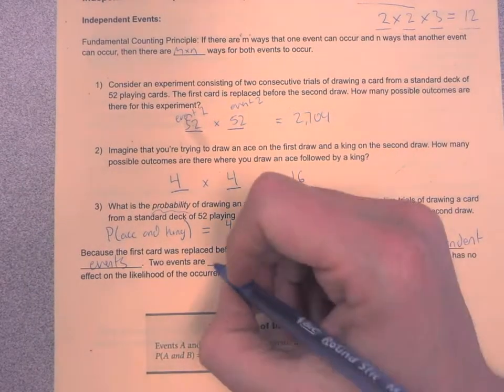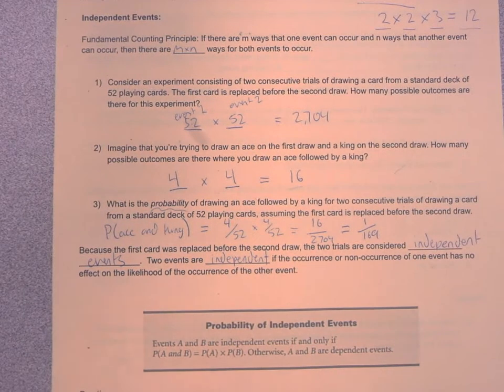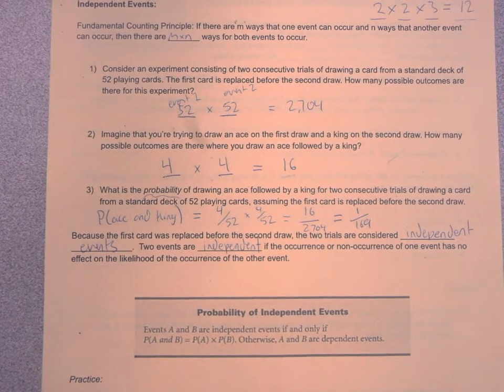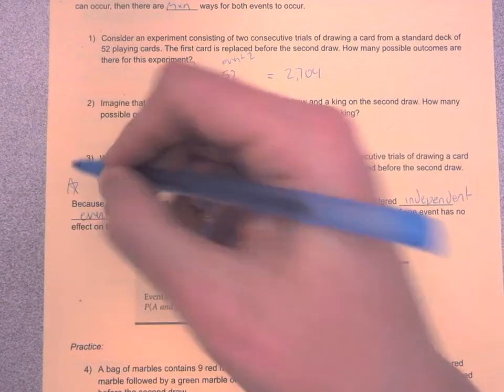Okay. 2 events are independent if the occurrence or non-occurrence of one event has no effect on the likelihood of the occurrence of the other event. Okay, that's kind of wordy. It's kind of a mouthful. But the idea is the first card draw does not affect the second card draw. Right? Assuming you pull the card, you put it back in, you shuffle it up, the probability on the second time hasn't changed because you pulled the card already, because you replaced it. Okay? So this is kind of the idea that we talked about up here.